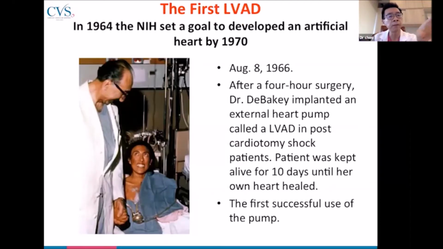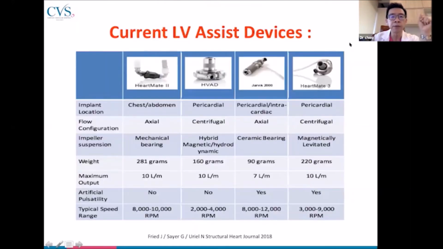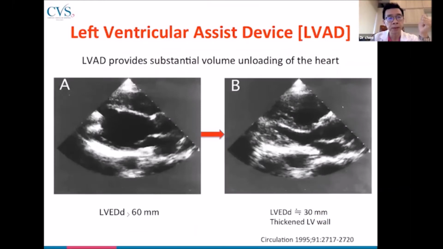So this has improved a lot from the first LV assist devices in 1966. This was the first patient. To now, there are so many other iterations of the devices. So very often in many centers, these have become the end treatment for patients with no other options.